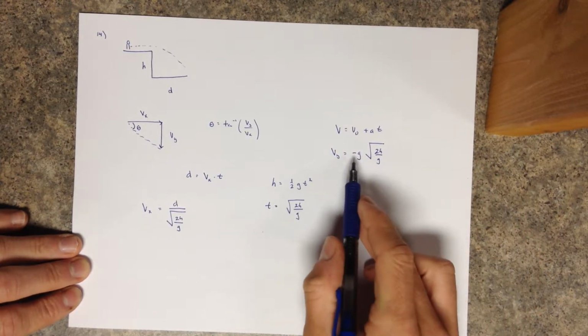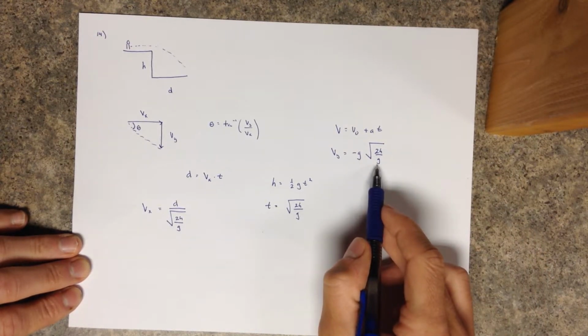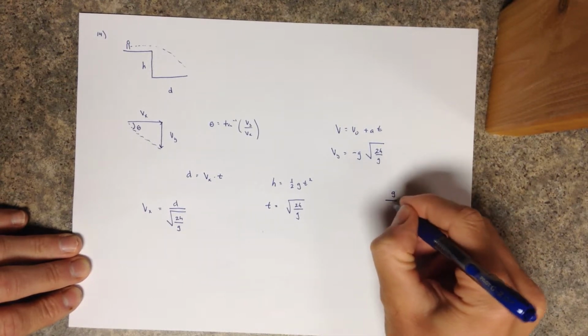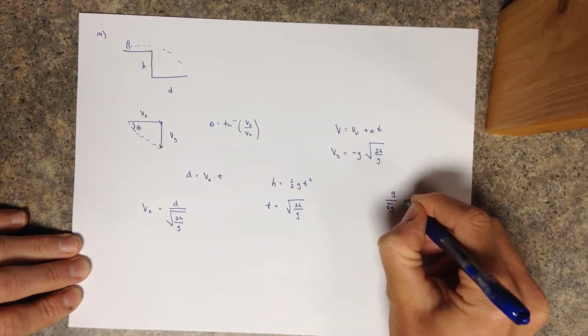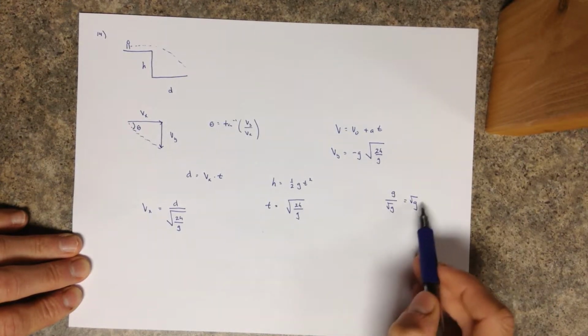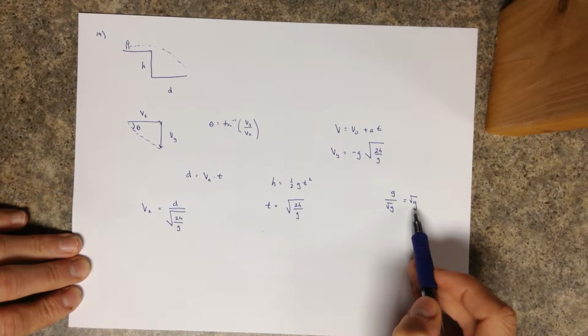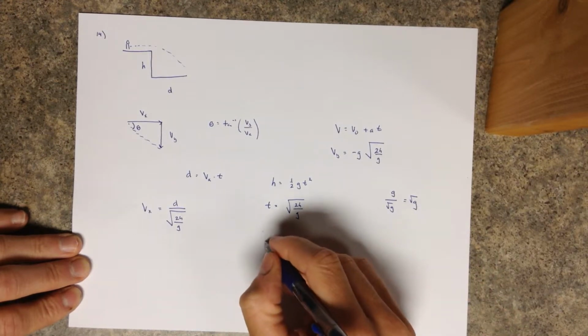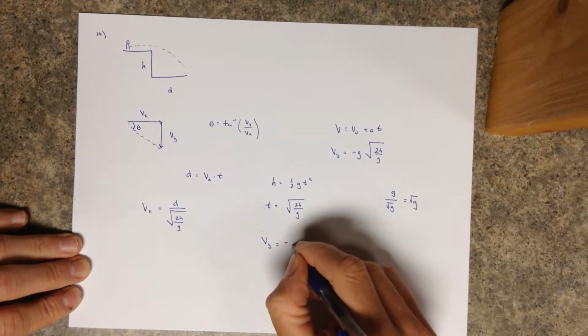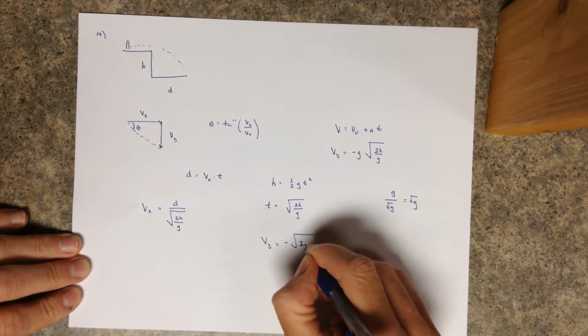I'm going to simplify this. This is g to the first power. This is g to the one half in the denominator. And it's one of those things that if you have g over the square root of g, that's the same thing as the square root of g. This is g to the first, g to the half, and we have g to the half left over in the numerator. So then Vy can be rewritten as negative square root of 2gh.